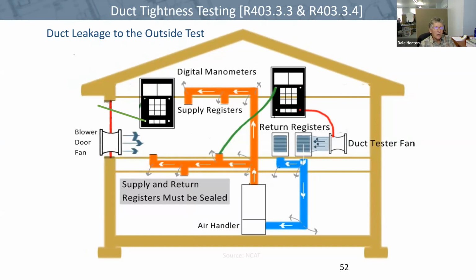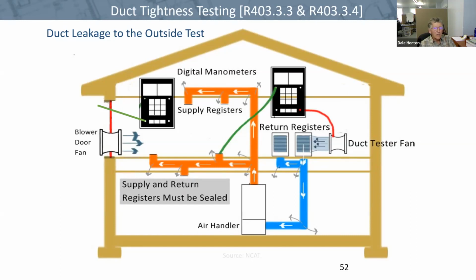It's necessary if you were to do an energy rating index certification through the ERI path, but otherwise that's the only reason total duct leakage to the outside test would be used. In this test, you're able to isolate the leakage that occurs when the ducts are located outside the thermal envelope.